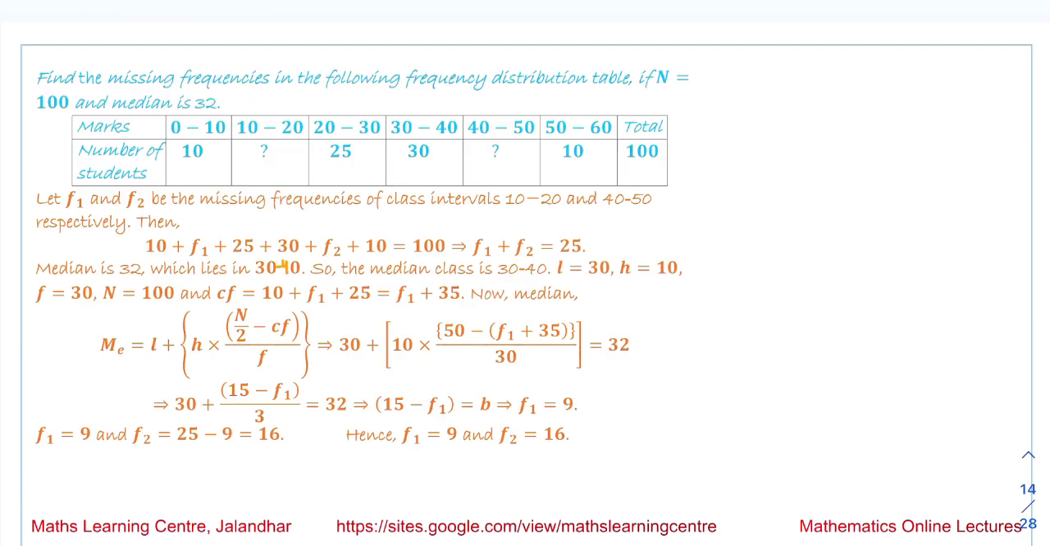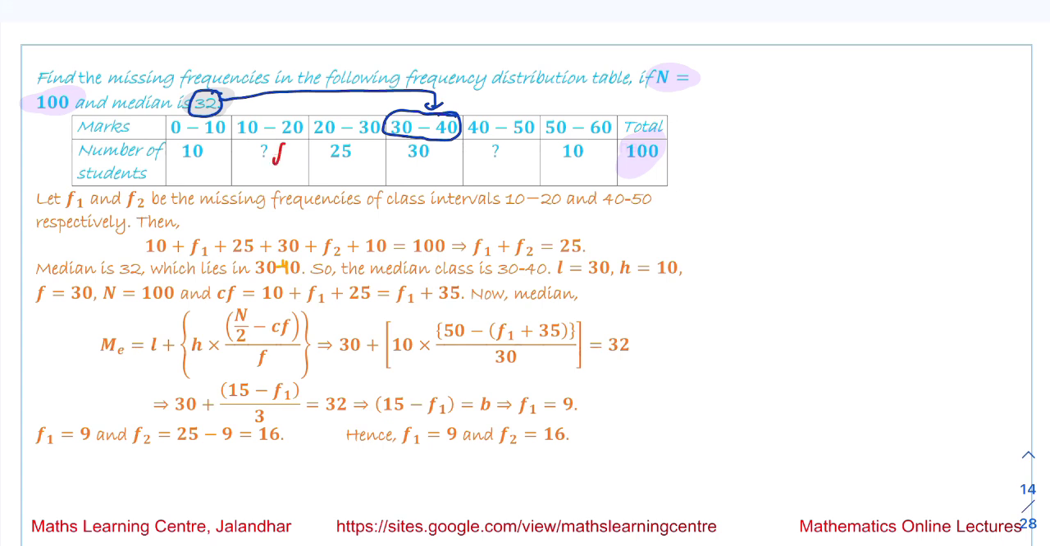Now the next question is: find the missing frequencies in the following frequency distribution table if the value of n, the total frequency, is 100, and the median is 32. If the median is 32 and we know that the median will lie in the median class, it means the median class for this data is 30 to 40.